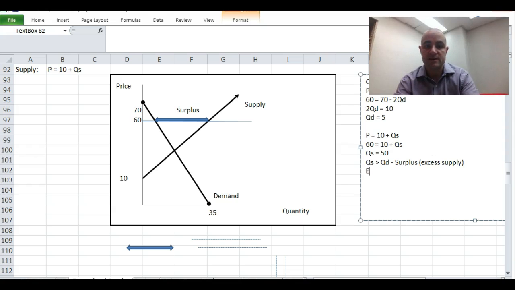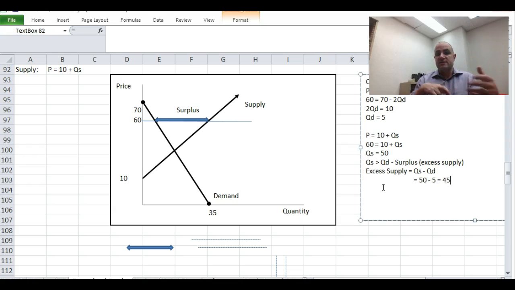And if you look at the amount, the excess supply is going to equal the quantity supplied less the quantity demanded, which is 50 units supplied minus 5 that are demanded, and so the surplus is going to be 45. What that means is that when the price is 60, there are 45 more units being supplied than are being demanded, because at that high price, the sellers are willing and able to sell a lot.